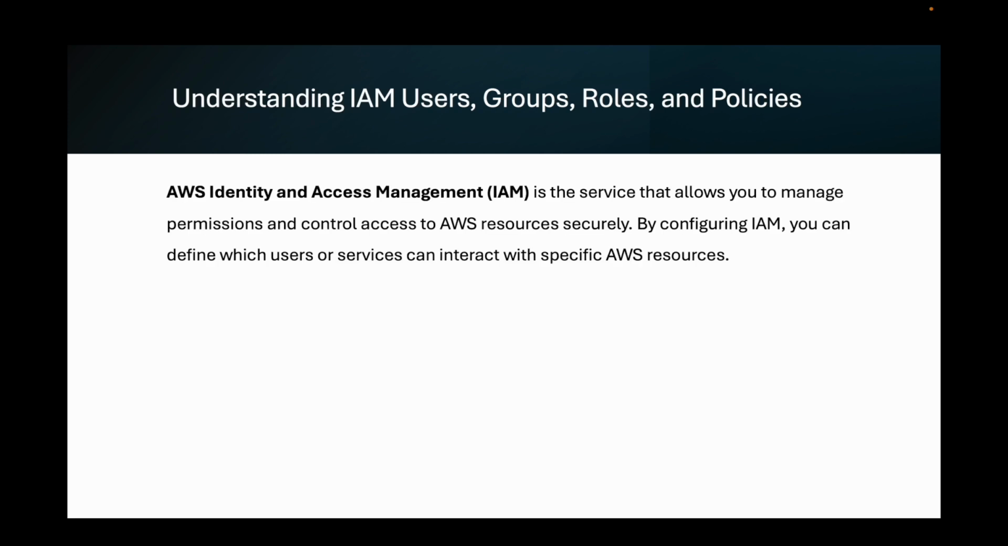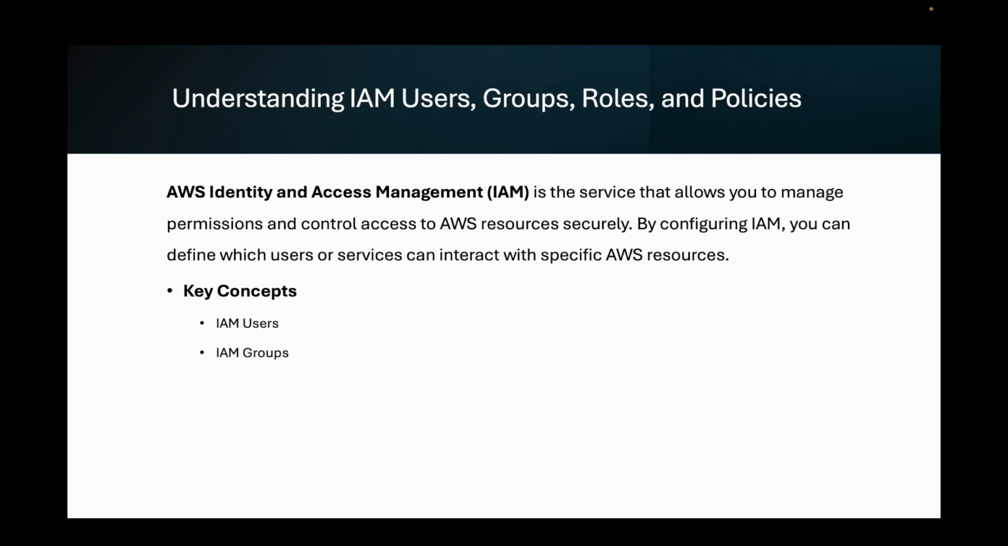AWS Identity and Access Management, also called IAM, is the service that allows you to manage permissions and control access to AWS resources securely. By configuring IAM, you can define which users or services can interact with specific AWS resources. Some of the key concepts here are IAM users. A user in IAM represents an individual person or application that interacts with AWS resources. Users can have credentials such as a username, password, or access keys to access these AWS services. Users can be assigned permissions via policies.